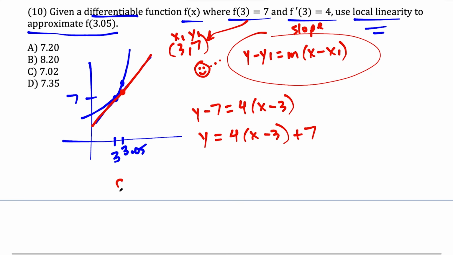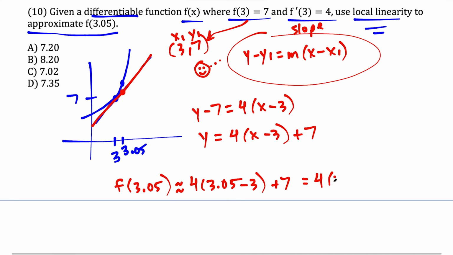So to approximate f of 3.05, all we're going to do is plug x equals 3.05 into this expression on the right here. So we have 4 times, and we have 3.05 minus 3, and then plus 7. So this is going to give us 4 times 3.05 minus 3 is 0.05, and then plus 7.